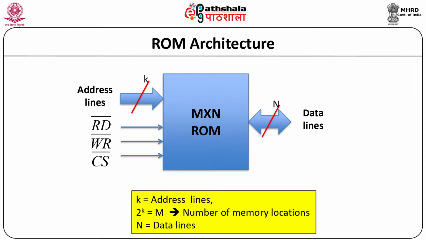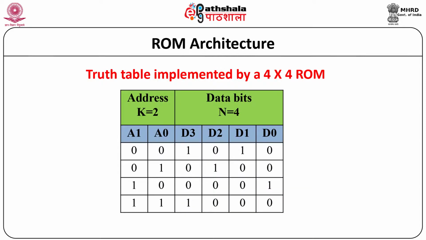There are k address lines, that is 2 raised to k addressable memory locations, and n data lines. Read bar, write bar and CS bar are 3 control signals of the ROM indicating read, write and chip select signals. The ROM stores 2 raised to k words of n bits each, or the ROM stores a k input, n output truth table. These are the 2 viewpoints to look at the ROM.